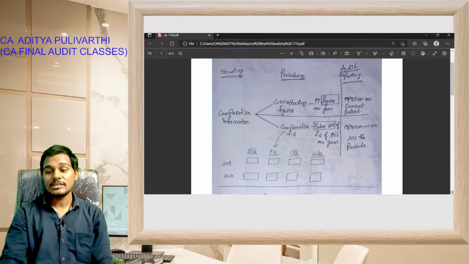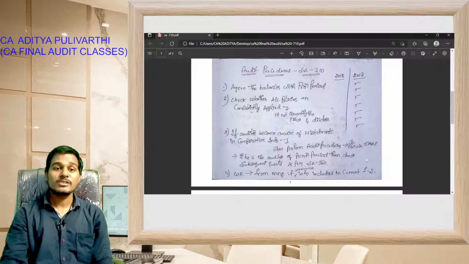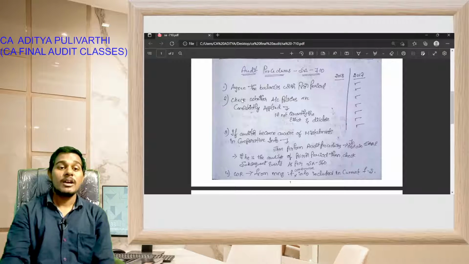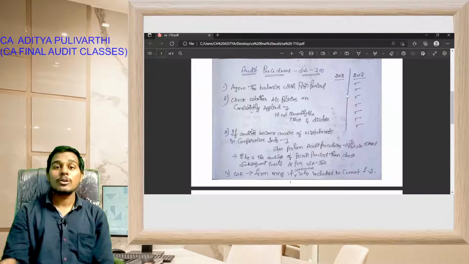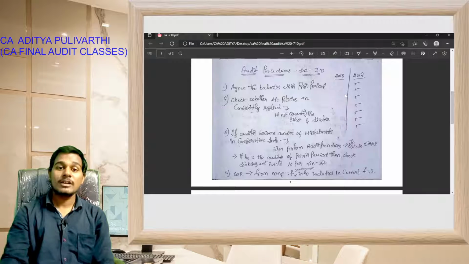Okay students, let's see the audit procedures relating to comparative information. Agreeing the balances with the previous period: the opening balances of the current period will be the closing balances of the previous period. The auditor should check by using audit procedures whether the opening balances of the current period are consistent with the closing balances of the previous year.